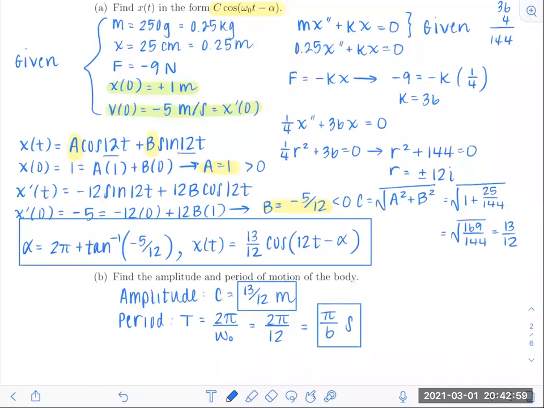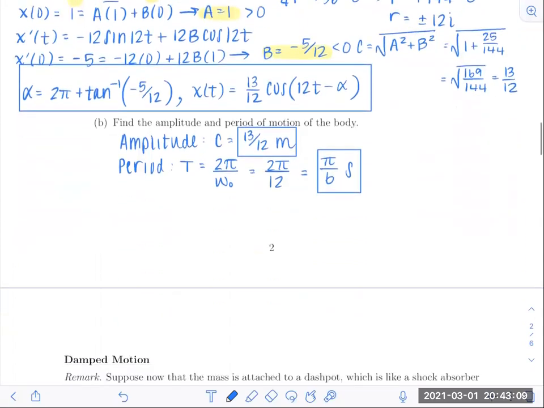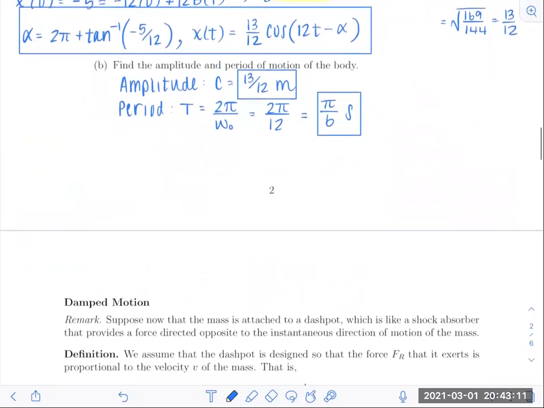All right, and so that's problem 4 from the text. Recall that we discussed that this was undamped motion, and I didn't really state what that means, but what we're going to do is we're going to define damped motion next, which will make sense then what undamped motion is. So damped motion, suppose now that the mass is attached to a dash pot, which is like a shock absorber that provides a force directed opposite to the instantaneous direction of motion of the mass.